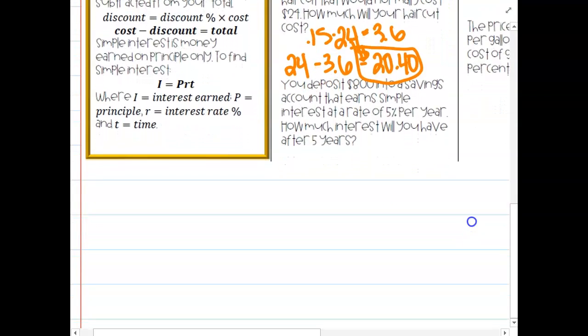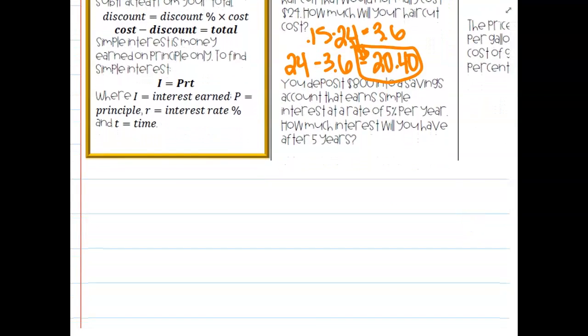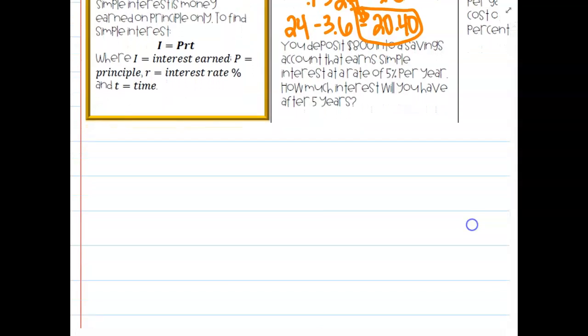Okay, and then lastly, you deposit $800 into a savings account. It earns simple interest at a rate of 5% per year. How much interest will you have after 5 years? So to find the interest, there are 3 parts. You're going to take your principal, PRT. Principal is how much money you put in the savings account. You put $800 in the savings account.